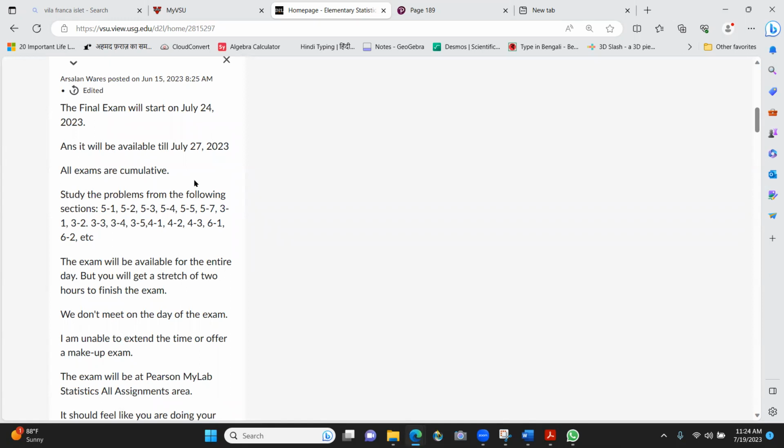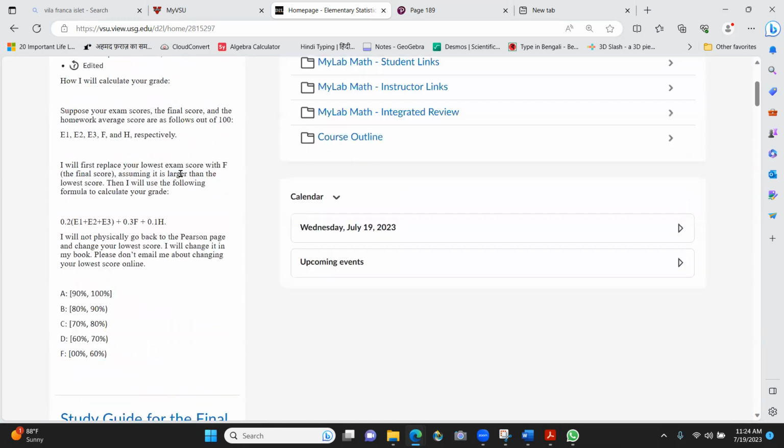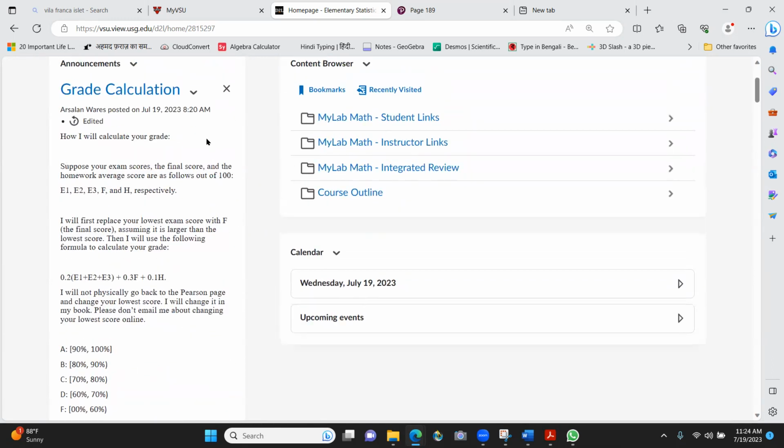Make sure you fix all your exam three problems, and I will add a few more because we have done probably two sections. We're going to do 4.2 today, and 4.2 is also an easy section. What did I put here? Grade calculation. This is how I'm going to calculate your grade.